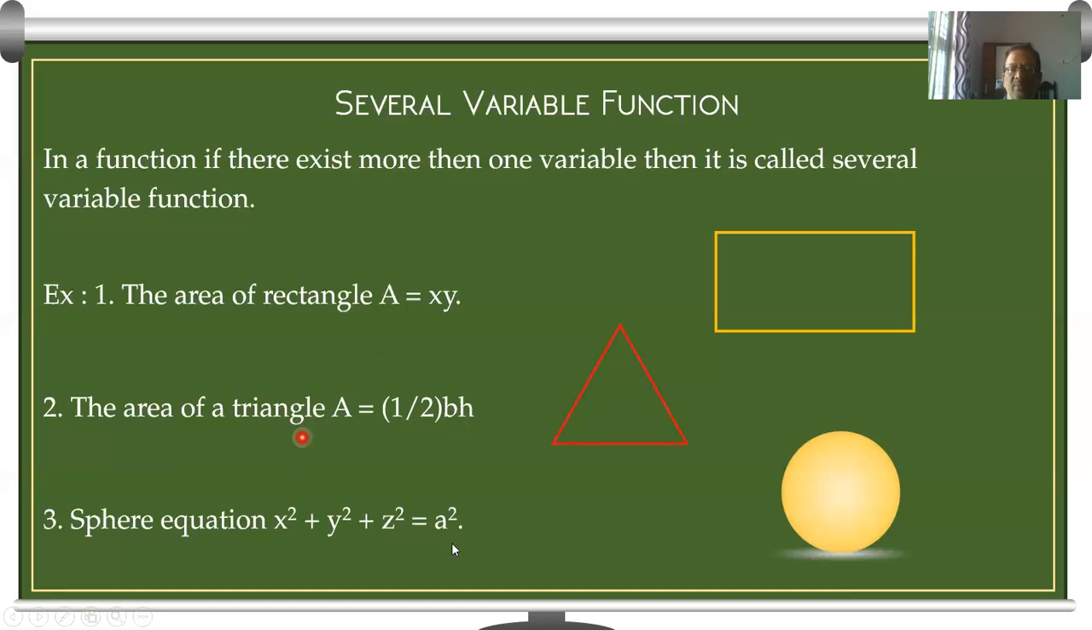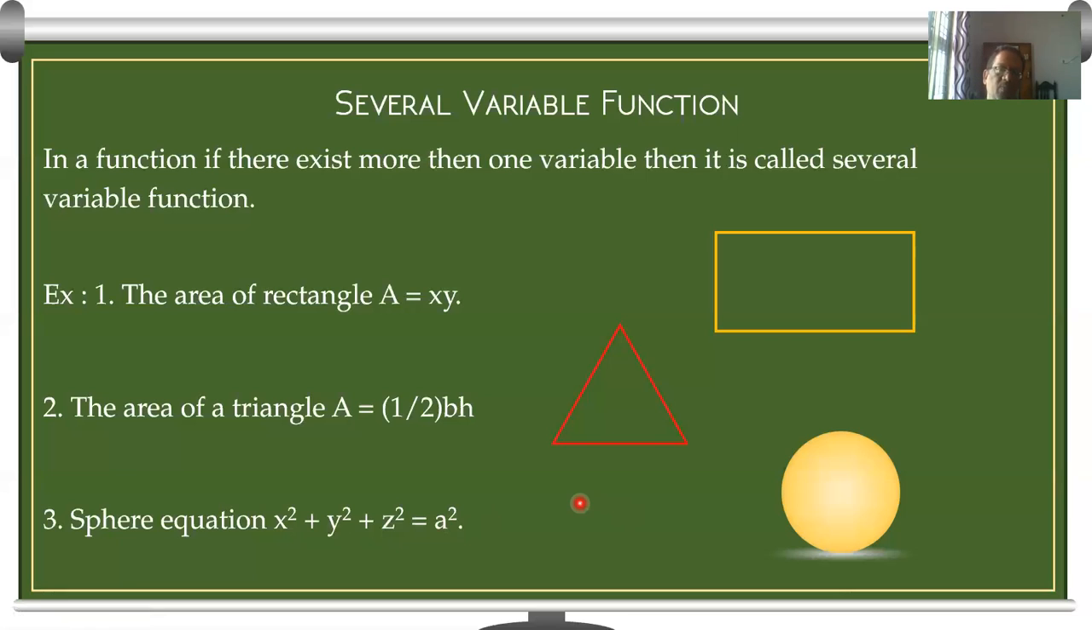Now, after that, I am taking the third example as a sphere. If the center is the origin, the sphere equation is x squared plus y squared plus z squared equal to a squared. If you write the equation as z equal to root of a squared minus x squared minus y squared, then it becomes a several variable function.